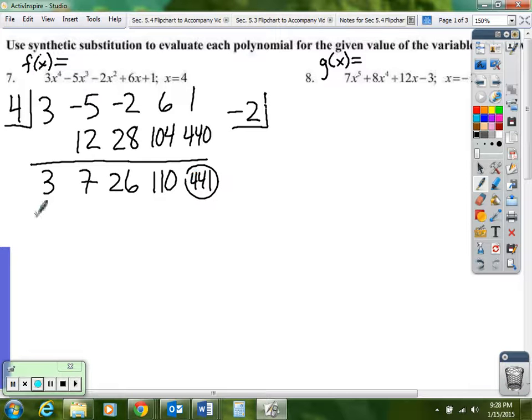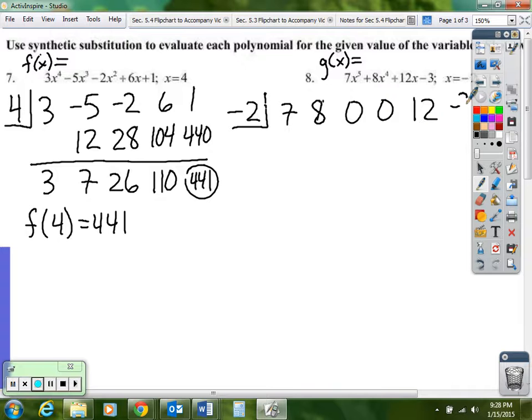Put this in proper form. F of 4 is equal to 441. Moving to the second problem. Negative 2 we are plugging in. Write down the coefficients. 7, 8, 0, 0, 12, and negative 3. We put in 2 zeros because we have no cubic and no quadratic terms.